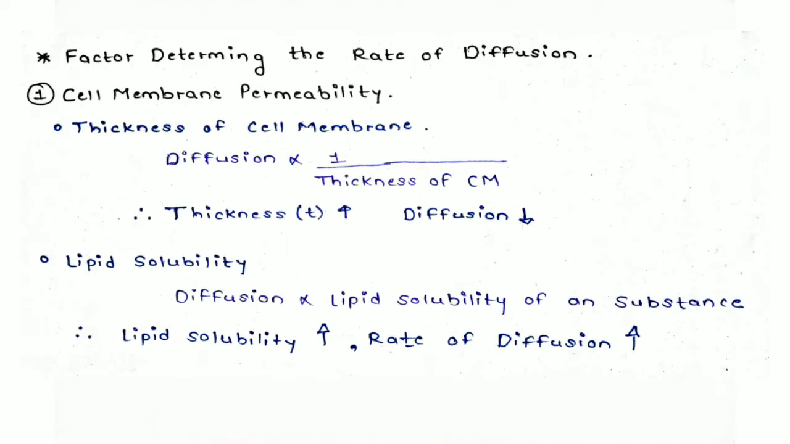Second is lipid solubility. The rate of diffusion is directly proportional to the lipid solubility of the substance. The cell membrane is made up of a lipid bilayer, so if a substance passing through is lipid, then it can easily pass. Higher the lipid solubility, higher will be the diffusion rate.